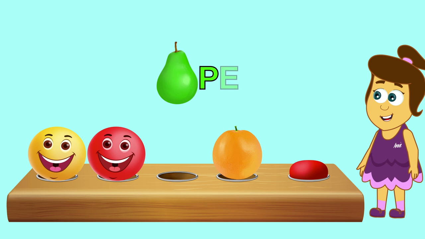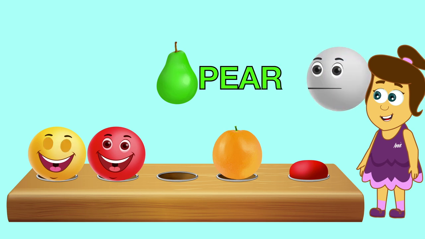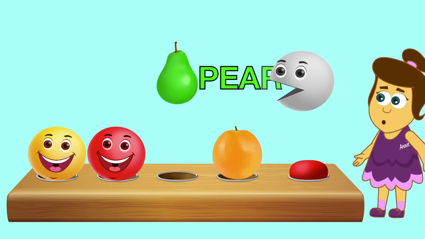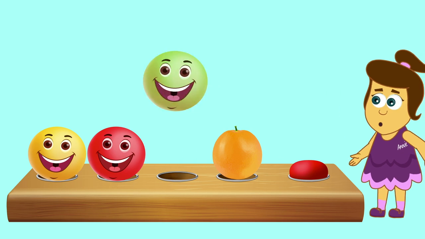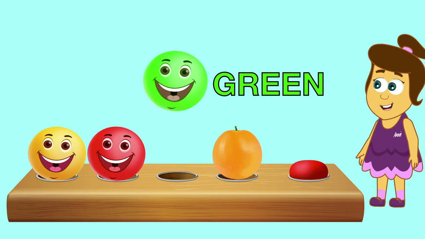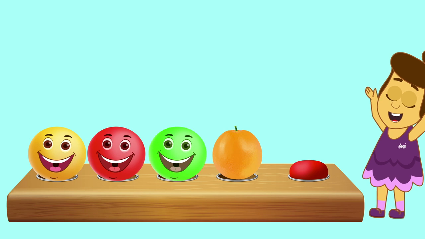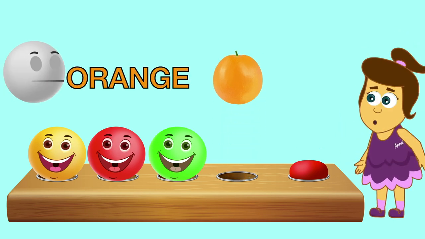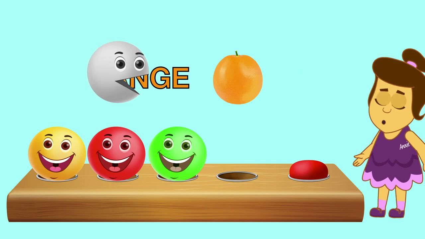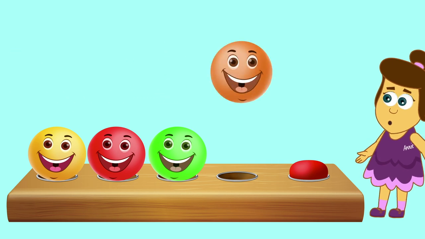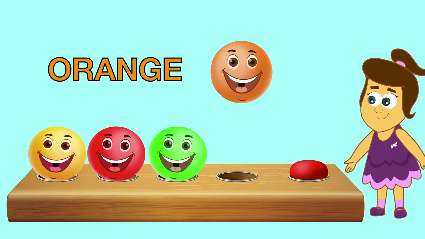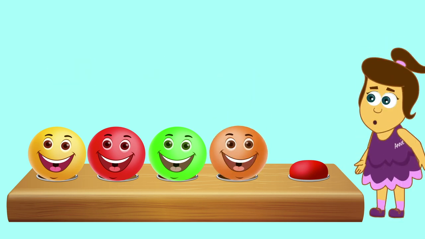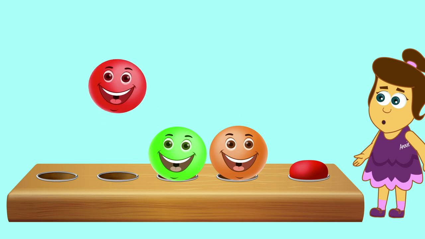Ooh, what's this fruit? That's right, a pear! Now, can you tell me what colour is this? Yes, well done! It's green! An orange! Well, we all know what colour an orange is, don't we? Of course, it is orange. Good job. Bye-bye, Pacman.